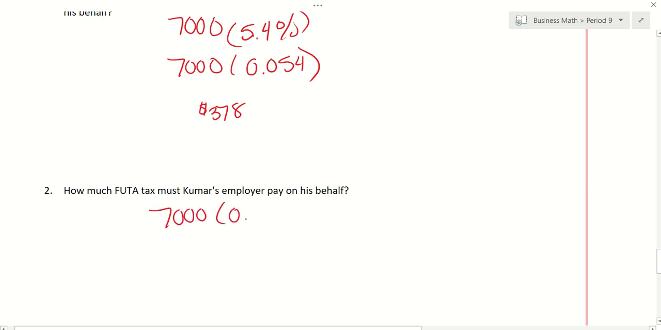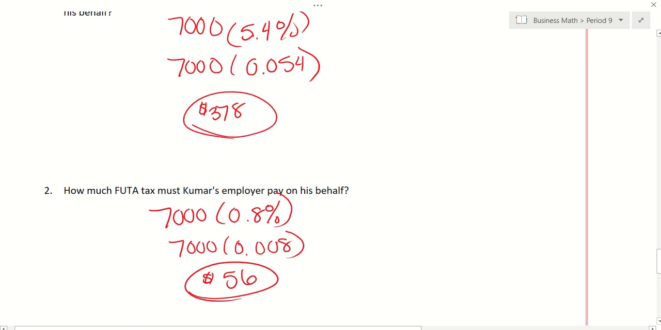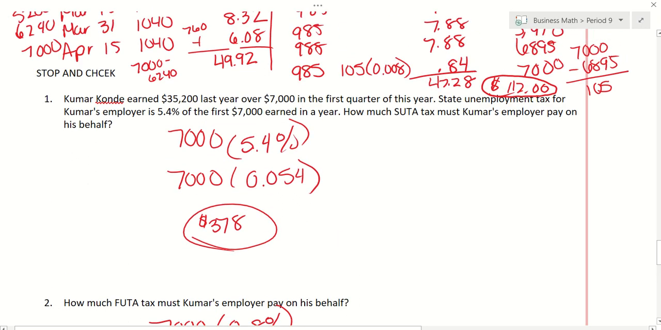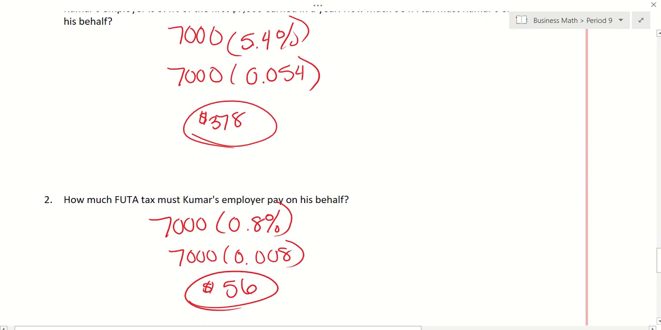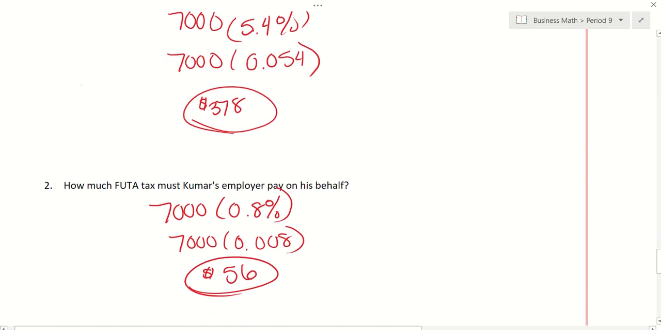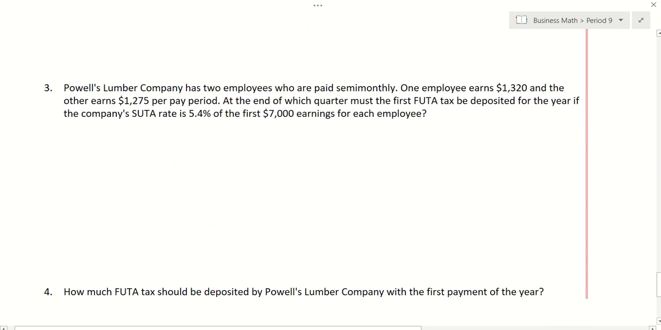The FUTA, since they paid the first $7,000 within the first year, you take the $7,000 and multiply it by the 0.8%, which is technically 0.008, which is $56. So these are the simple cases. Just take your 7,000 times the standard rate of 5.4%, and then take your 7,000 and multiply it by the standard rate of 0.8%.